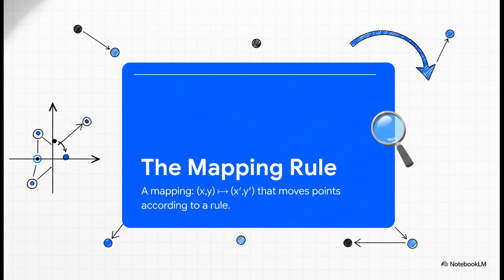It's really just a simple instruction that says, take any original point, (x, y), and follow this rule to map it to a new point. We call that new point (x', y'), which is just a fancy way of saying the new x and the new y. This is the basic grammar of our code.